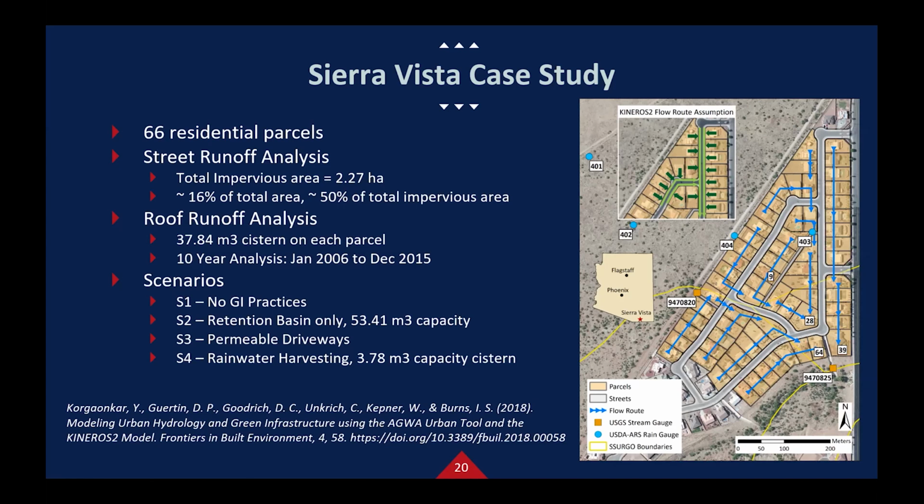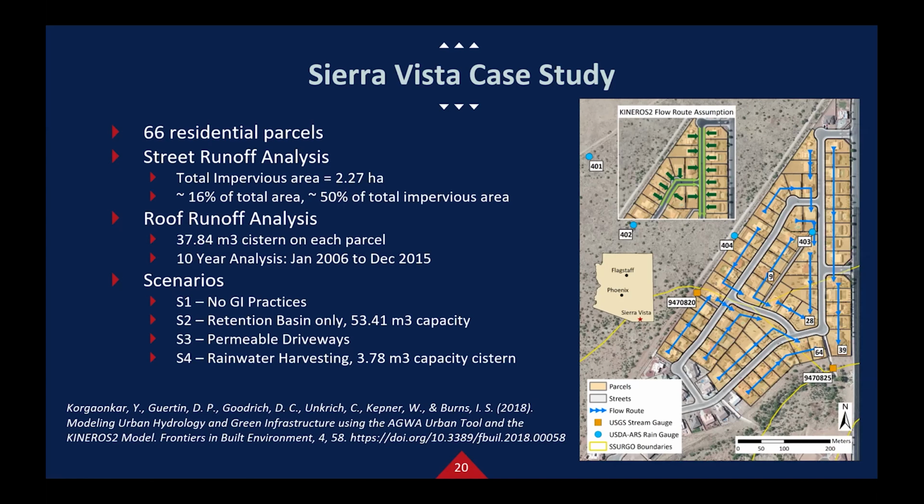And we decided to do 3 types of analysis. One, understand how the water is coming off the streets, which is 2.27 hectares, around 16% of the total area of the watershed and 50% of the total impervious area inside the watershed. We also decided to do a roof runoff analysis. So we put in a 38 cubic meter cistern on each parcel to capture any water that comes off the roof. And we ran 10 years worth of precipitation data to understand how the cistern would fill. We set up conditions on how it is emptied and what happens when the cistern fills up as well.